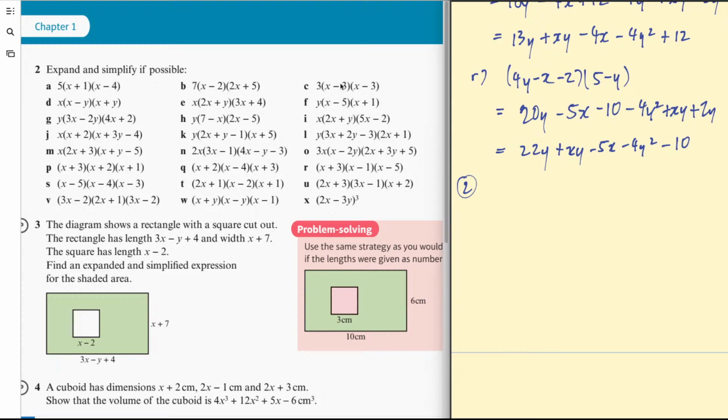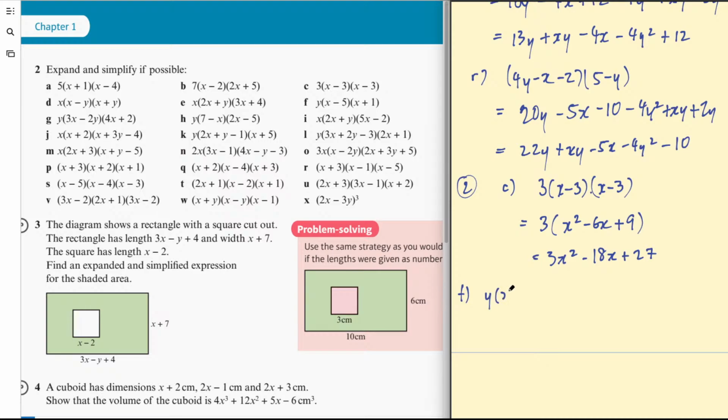Let's see. Okay, so we have a couple of different types of problems in here. We'll see how we go. So firstly, 3x take 3 multiplied by x take 3. Well, I would expand the brackets and then multiply everything by 3. So this would be 3 times x squared take 6x plus 9 is 3x squared take 18x plus 27. And we're done.